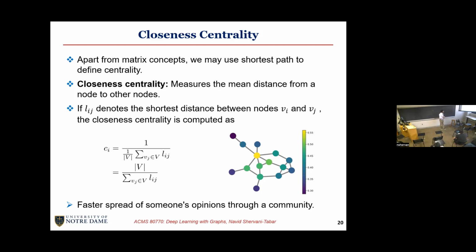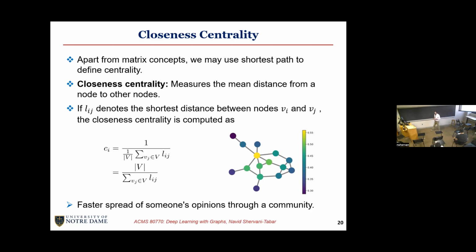And closeness centrality looks at the mean or average length of the shortest paths from each node to every other node in that graph. So we write it this way. It is an average, so 1 over the total number of nodes that we have, and it's a sum over all the nodes in the graph that have a path to node i.